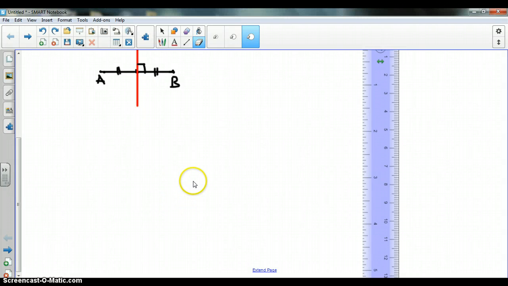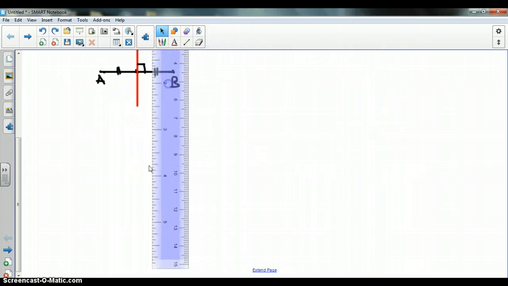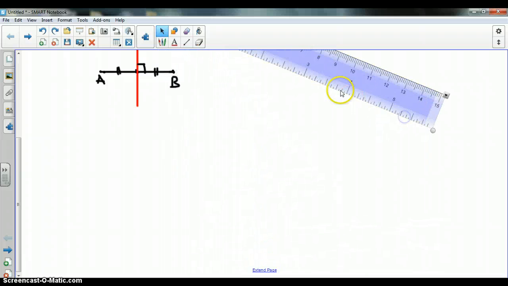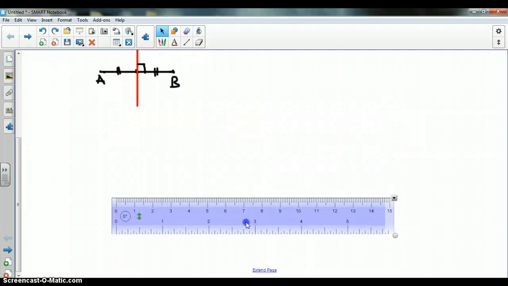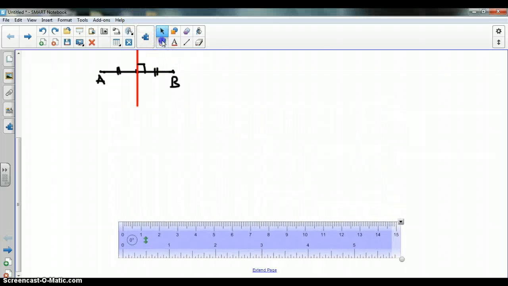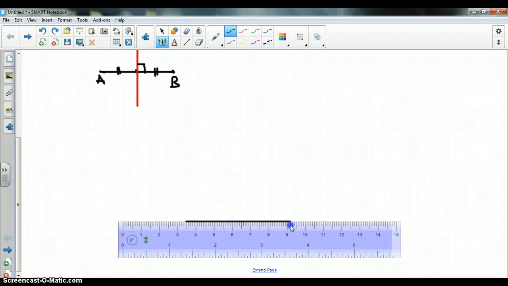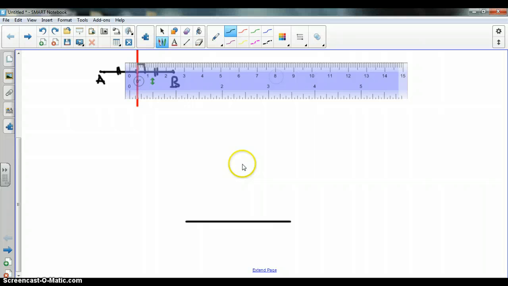So here we go. I'm going to take Mr. Ruler again, and let's rotate him. Get him down here. Get a nice flat surface there. Okay, let's make our line. So we're going to make our line segment AB right here. Mr. Ruler can move up. So we're going to do the same thing as before. A little dot right here, that is A. And another little dot right here, that is B.